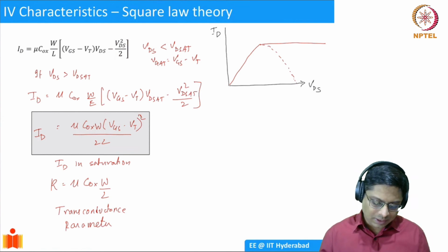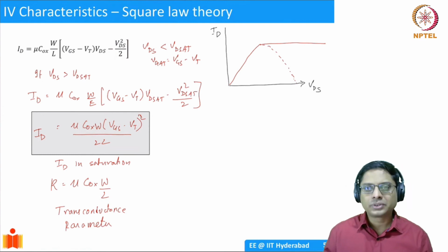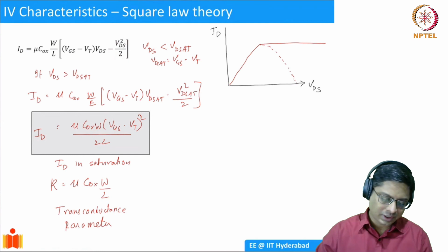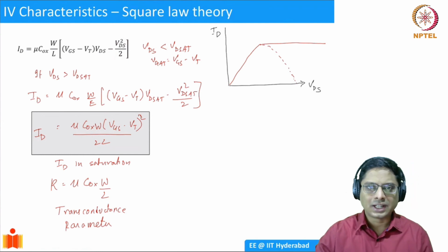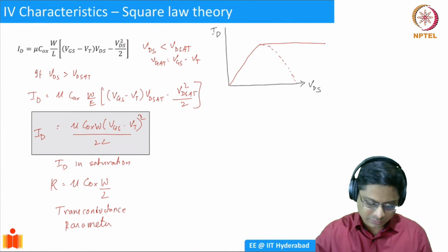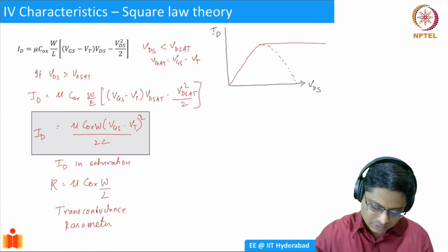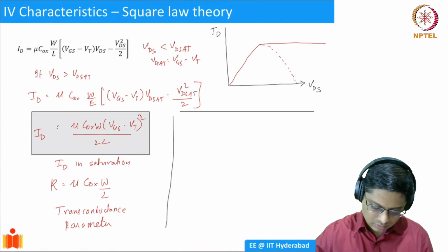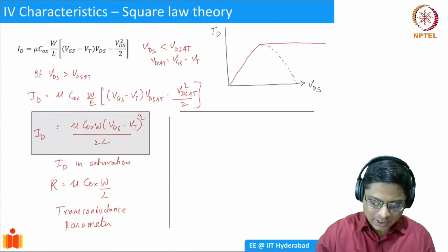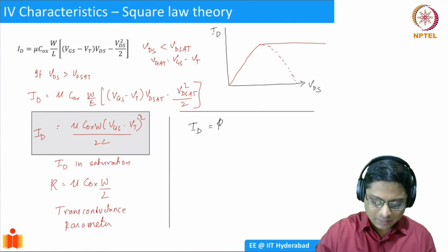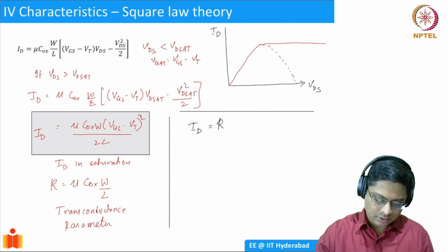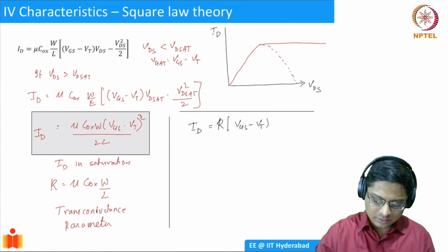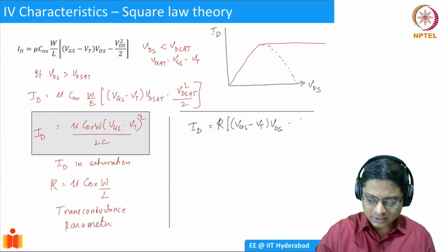Now, let me take an example. Let me try to calculate what happens to the drain current. I'll take a simple example. Then after that, I'll stop this video and continue in the next video. All right. So ID, I can write it as simply kappa times VGS minus VT times VDS minus VDS whole square divided by 2.